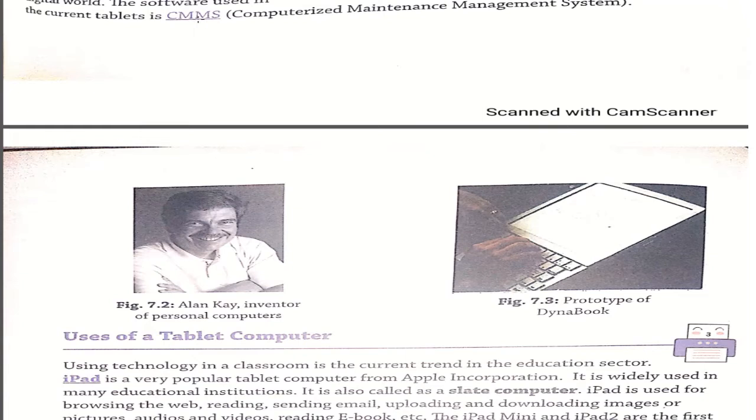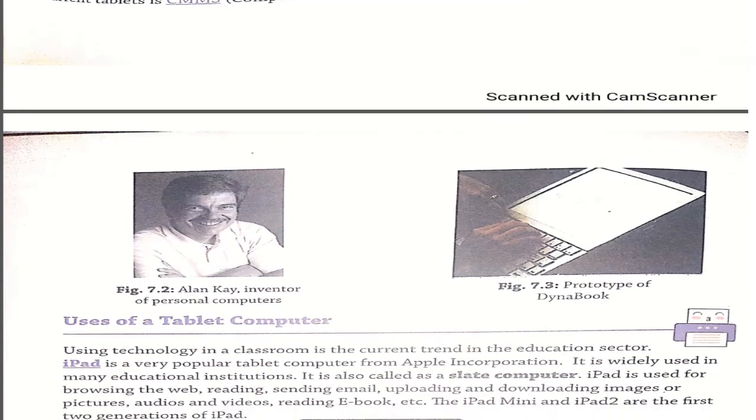So this gives children access to the digital world, and the software used in the current tablet is what? CMMS. What was the software used in the current tablets? Computerized maintenance management system. So see, here is the picture of Alan Kay, who is the inventor of what? Personal computer, and the prototype of Dynabook, how it was looking like in 1970. Okay, so now uses of tablet computer.